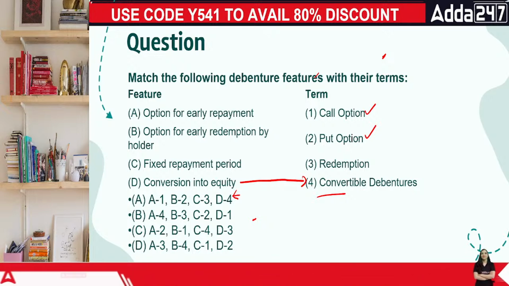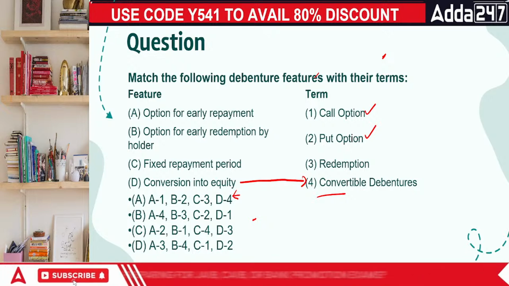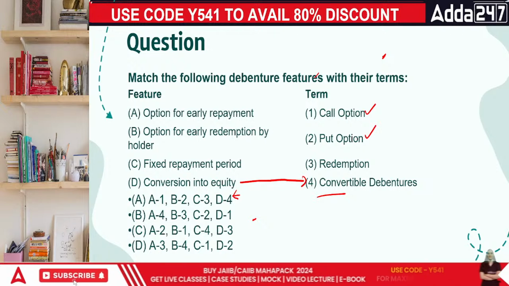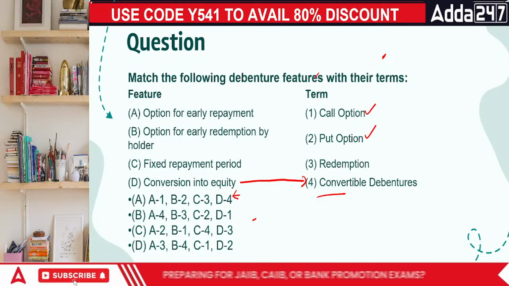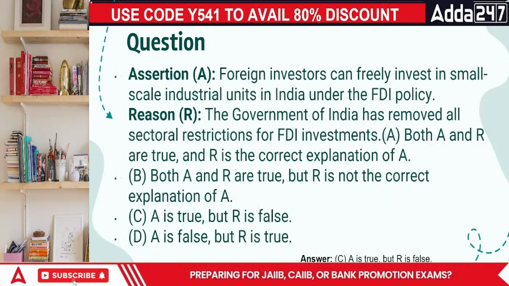Done. And the next part is fixed repayment period. The fixed repayment period is what? Fixed repayment period is redemption. Redemption means by what time you will be repaying that specific amount. The answer is A.